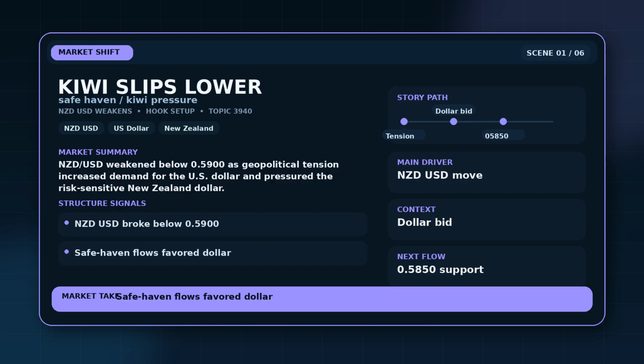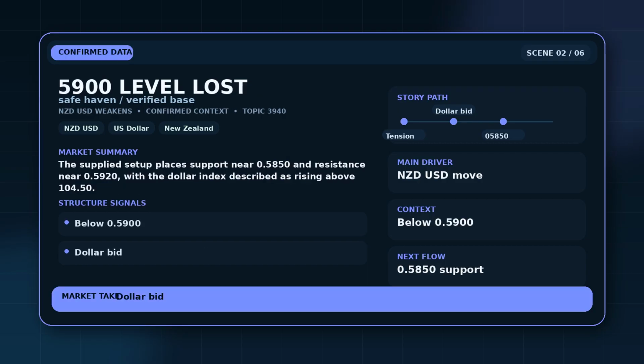The useful read is not hype or a prediction. It is the gap between the confirmed change, the mechanism behind it, and the signal that would move the story forward. That gives viewers an immediate reason to care. The headline touches the NZD USD move, but the pressure point is 0.585 support. The confirmed baseline is narrower and more useful than the headline. The supplied setup places support near 0.585 and resistance near 0.592, with the dollar index described as rising above 104.5.